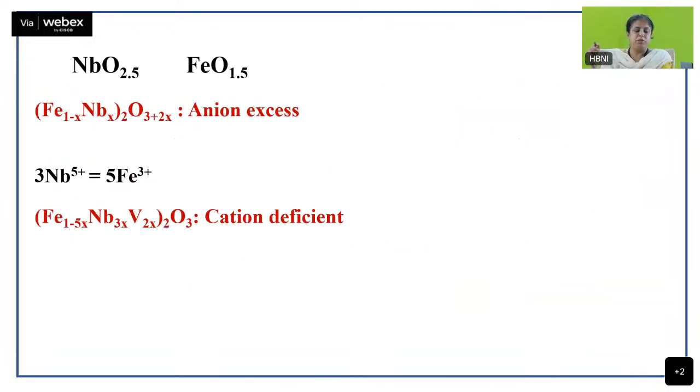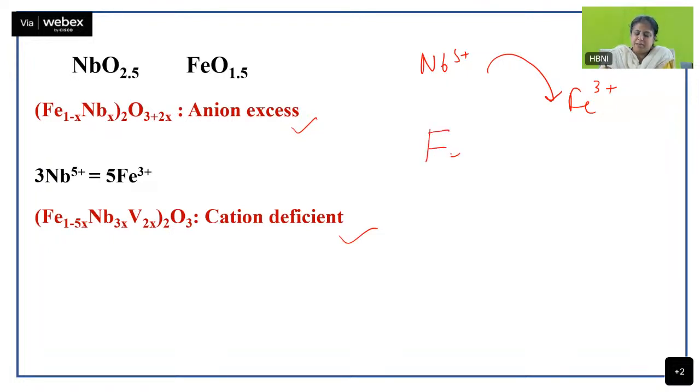Now what I am doing is substituting Nb5 plus in place of Fe3 plus. I am increasing the positive charge. That means I can either get a cation deficient solid solution or an anion excess solid solution. How can I write the anion excess solid solution? That should be an exercise for you, but let me give you one example so that you are able to solve this. Suppose I'm talking of anion excess solid solution.